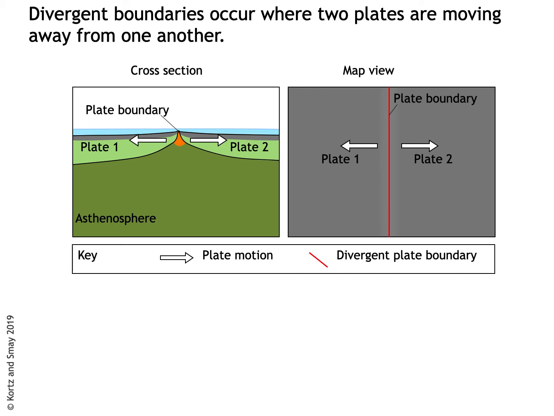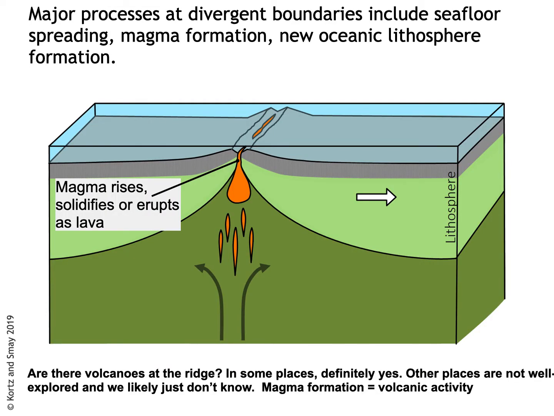So a bit of review, something you probably already remember, but just in case, divergent boundaries occur where two tectonic plates are moving away from each other. So we can see this in the cross section in the map view, and one thing to keep in mind is the lithosphere gets really, really thin right there at the plate boundary. So major processes that are occurring at divergent boundaries in the ocean include seafloor spreading, magma formation, and new oceanic lithosphere formation. So let's take a look at some of these processes.